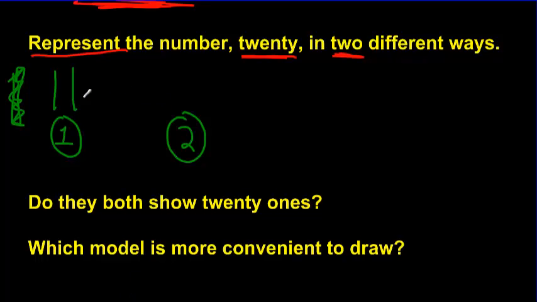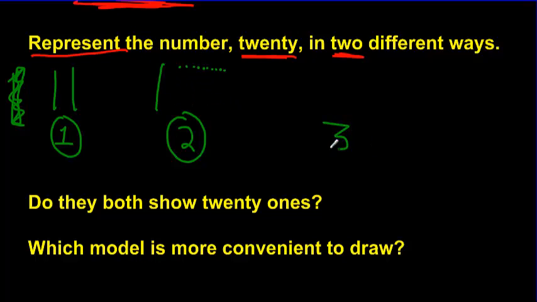Let's draw that. So we're going to draw this one here, and we're going to take this and blast it. So it's going to go 1, 2, 3, 4, 5, 6, 7, 8, 9, 10. I think I got 10. 1, 2, 3, 4, 5, 6, 7, 8, 9, 10. All right. And that's a second way of doing it. It still has the value of 20.